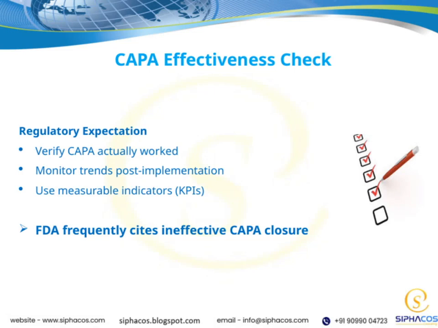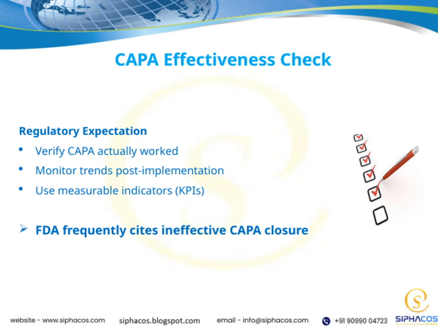Now, let's focus on the regulatory expectations around CAPA effectiveness. It's crucial to verify that the corrective and preventive actions we implement actually work. We can't just assume they've resolved the issue. We need to confirm their effectiveness. After implementing CAPA, we should monitor trends over time to see if the problem truly stays resolved. This means tracking data post-implementation to catch any signs of recurrence early.